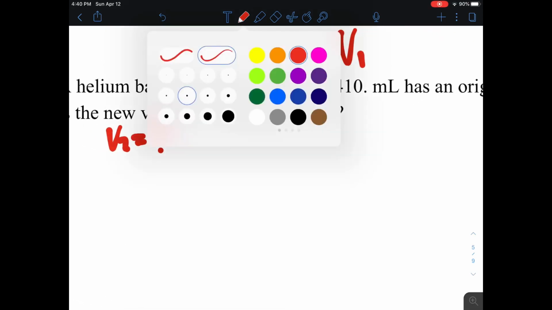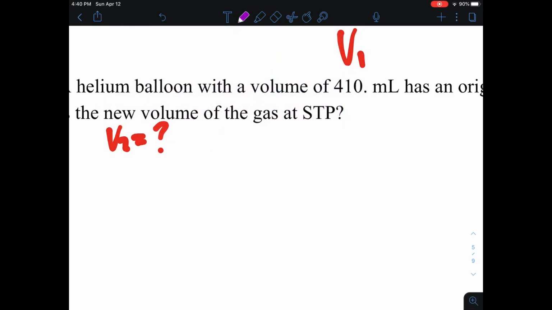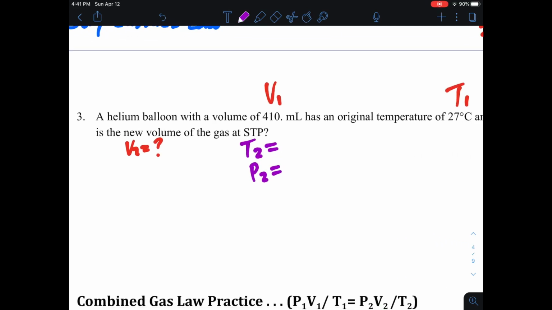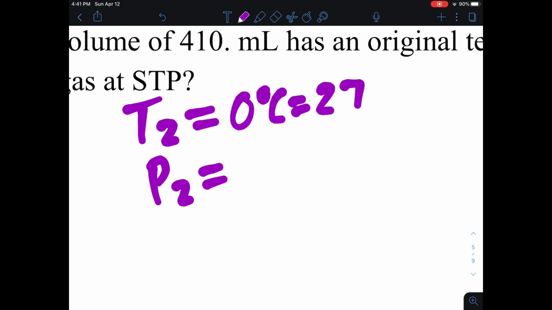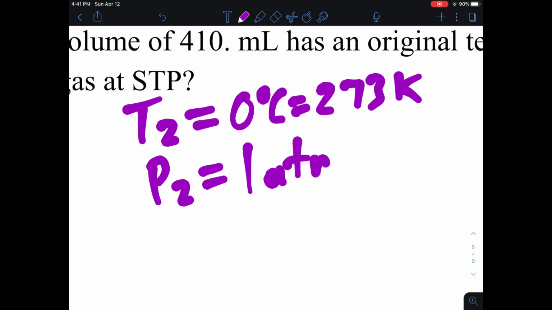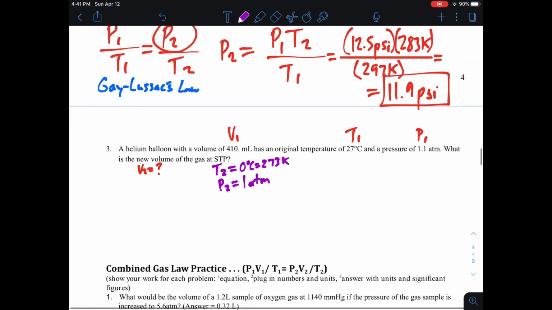STP. There's that word, or that acronym. Anytime you see STP, remember that we know the temperature and we know the pressure. Do you know the temperature and pressure at STP? Take a second, see if you can remember. I'm going to write it down here, so pause it if you don't want to see. Temperature equals 0 degrees Celsius or 273 Kelvin. And pressure is equal to 1 atmosphere at STP.